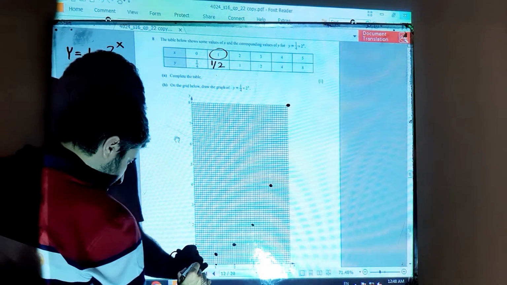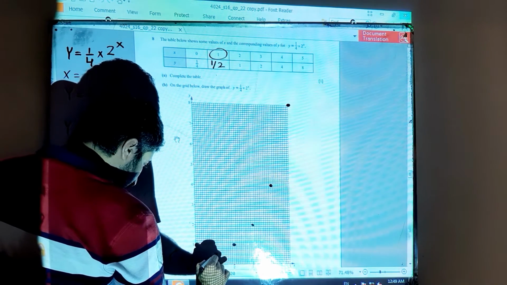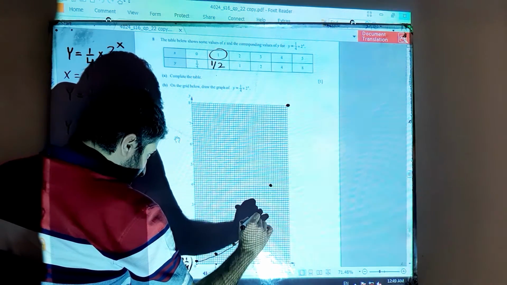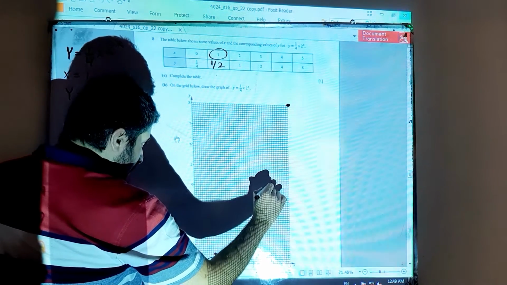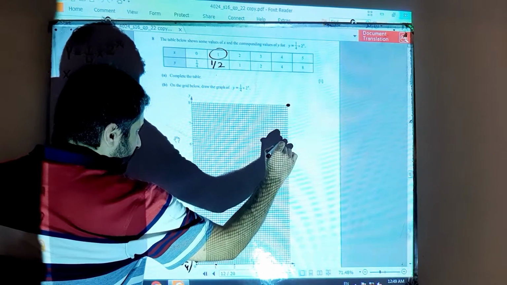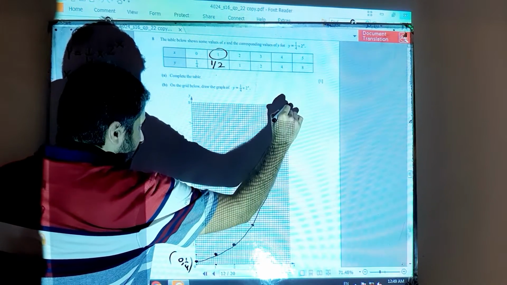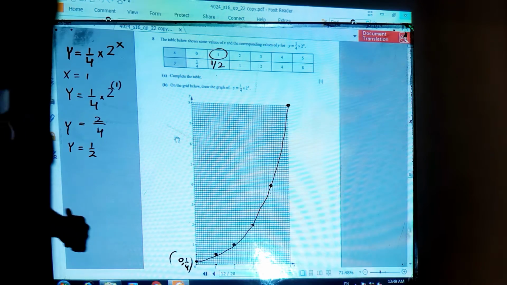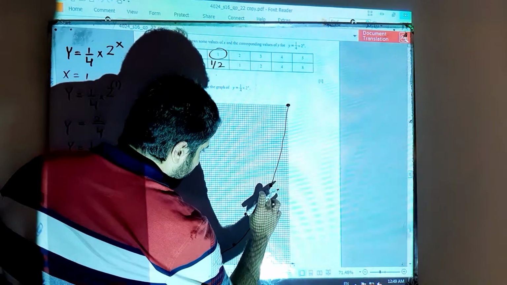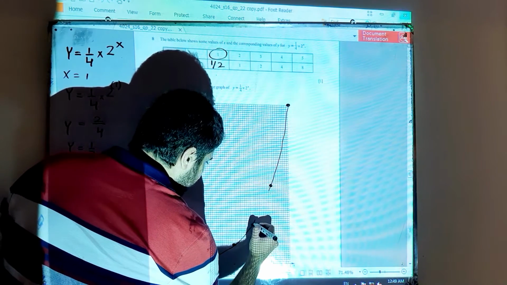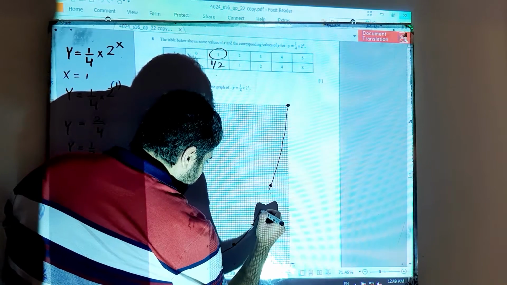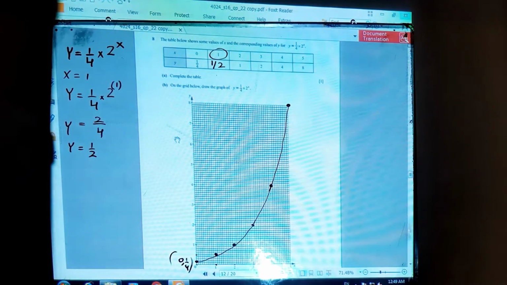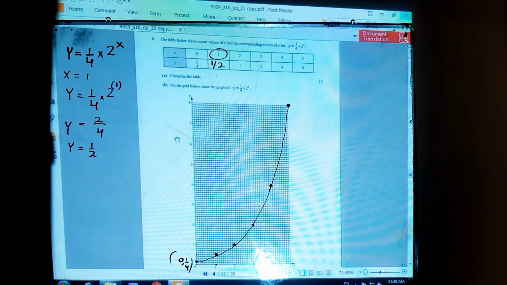Let me try. I need to draw a very smooth curve because we are going to find the gradient of this curve in the next part, like this. I have tried my best. So this is the required graph for this given equation.